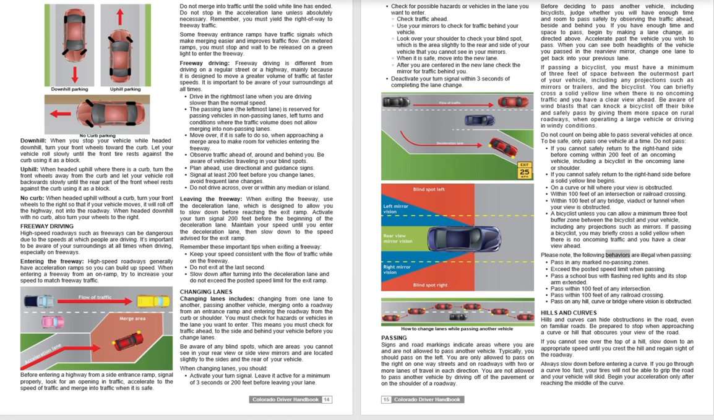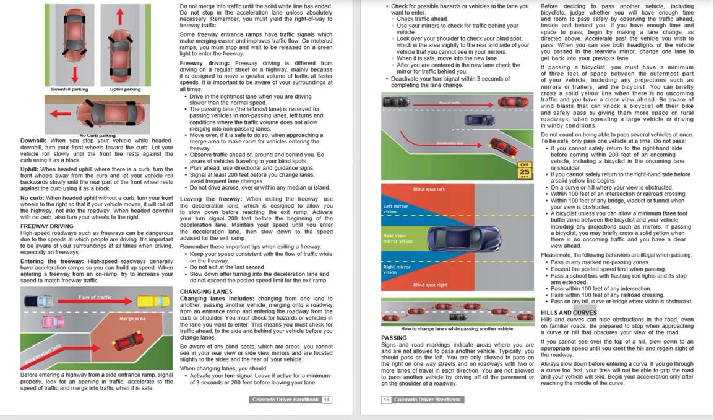Please note, the following behaviors are illegal when passing. Pass in any marked no-passing zones. Exceed the posted speed limit when passing. Pass a school bus with flashing red lights and its stop arm extended. Pass within 100 feet of any intersection. Pass within 100 feet of any railroad crossing. Pass on any hill, curve, or bridge where vision is obstructed.